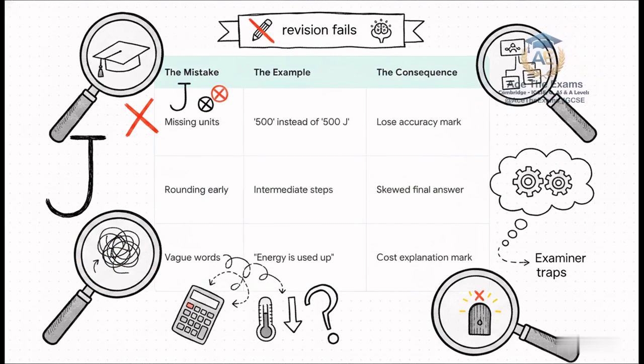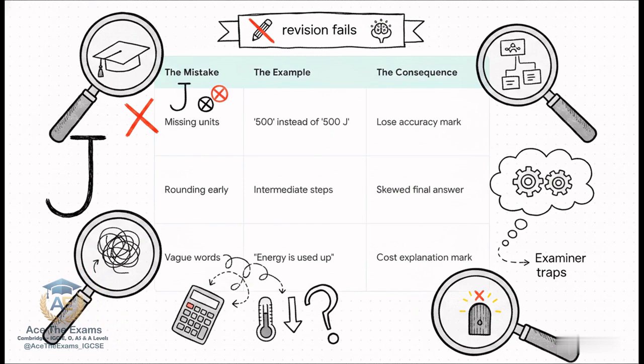Ordinary revision usually fails because it focuses purely on memorizing formulas, right? But it completely ignores the fatal traps that examiners are actively hunting for. Consider these 3 fatal revision traps. The first trap? Missing units. Just writing 500 instead of 500 joules instantly loses you the final accuracy mark.